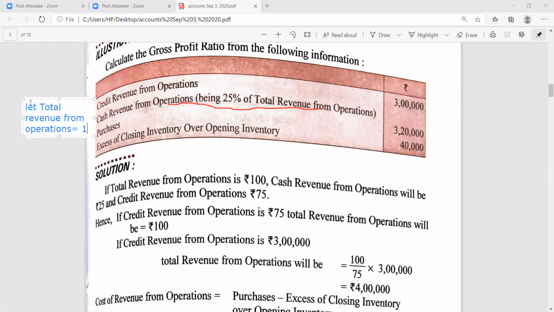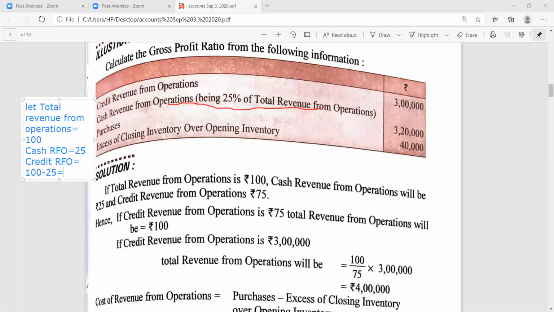On the other hand, cash revenue from operation is 25%. That is equal to 25, as it is given in the statement. You can see in the statement, cash revenue from operation is 25% of total. Let the total be 100, then cash revenue from operation is 25. Now what to do? Now we can say the credit revenue from operation will be 100 minus 25, that will be 75.